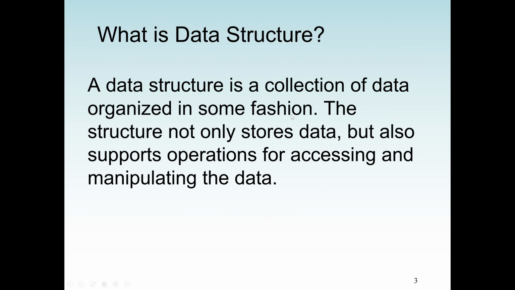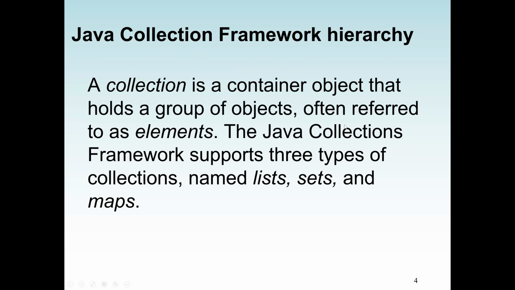Here we need to understand the definitions. So for example, what is a data structure? A data structure normally shows us how data is organized in our program. And we have different types of data structures. For example, I can organize my data in my program in the form of last in, first out, or first in, first out, etc. So here we say a data structure is a collection of data organized in a fashion. The structure not only stores data, but also supports the operations for accessing and manipulating the data. So for example, for a stack, the data structure is last in, first out. We can do an operation like push to put more items in the stack, or pop to remove items from the stack.